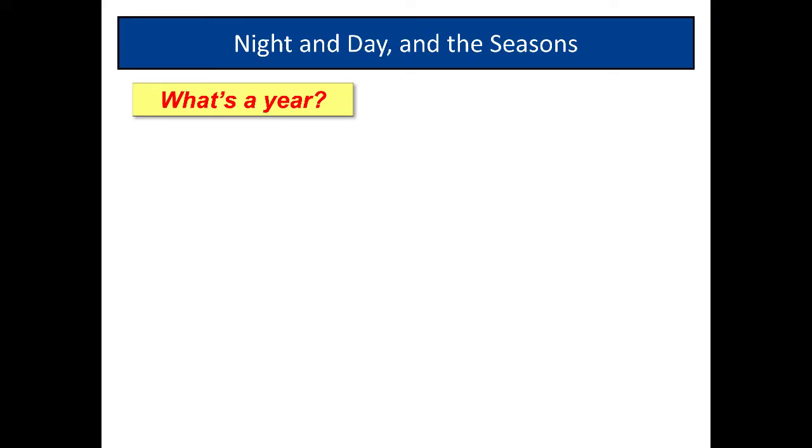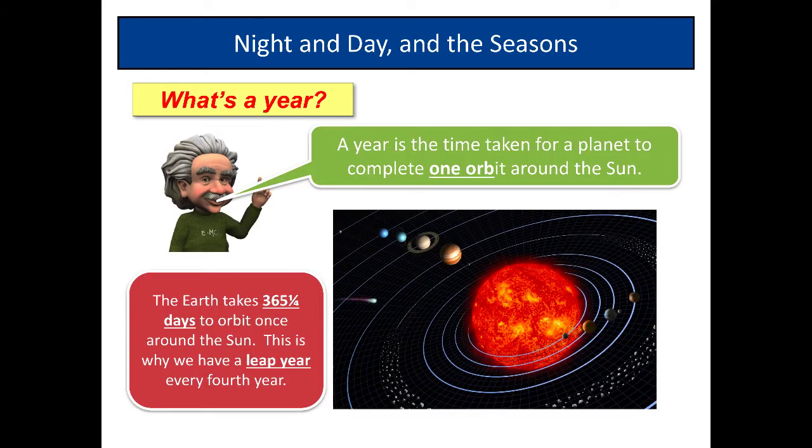Now let's start with a very basic question, okay? What's a year? What do you say? Would you say a year is the time taken for a planet to complete one orbit of the Sun? Well, if you did say that, you're absolutely right. So a year is the time taken for a planet like the Earth to complete one orbit completely around the Sun.